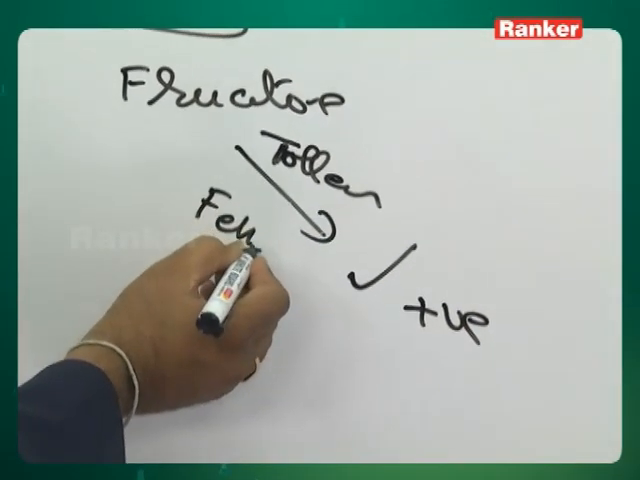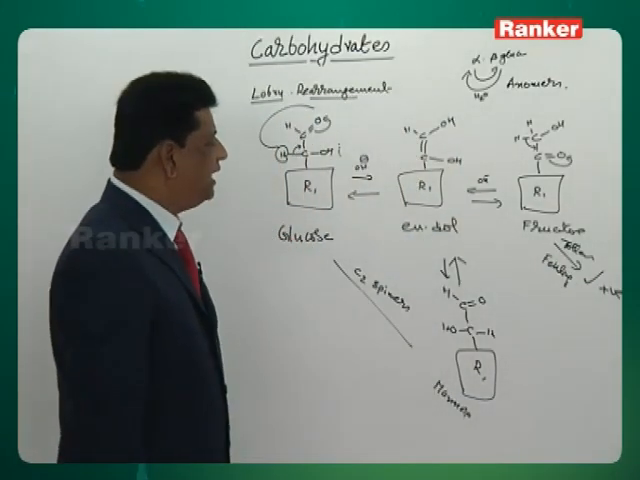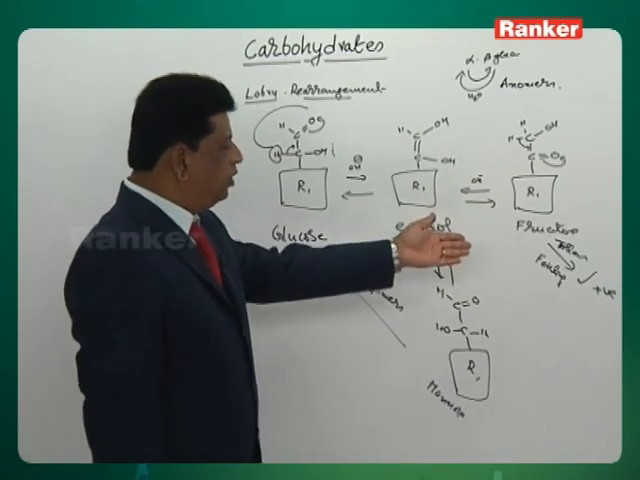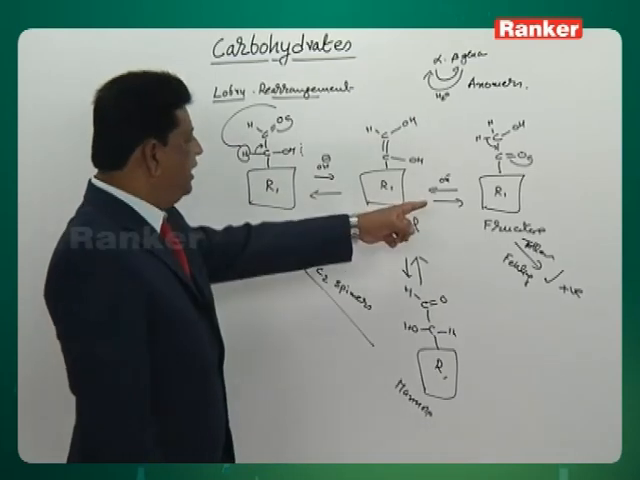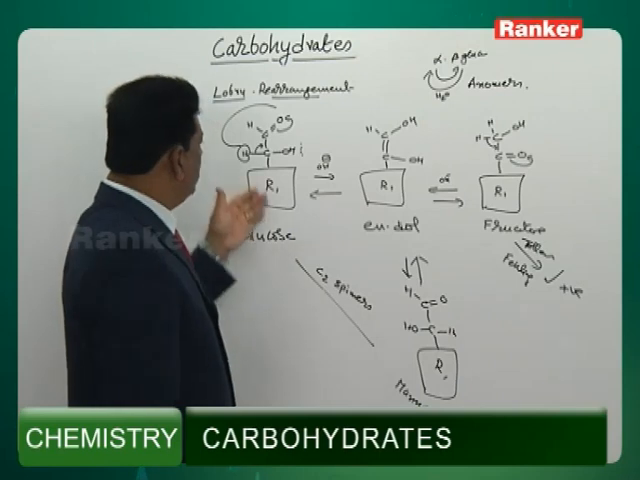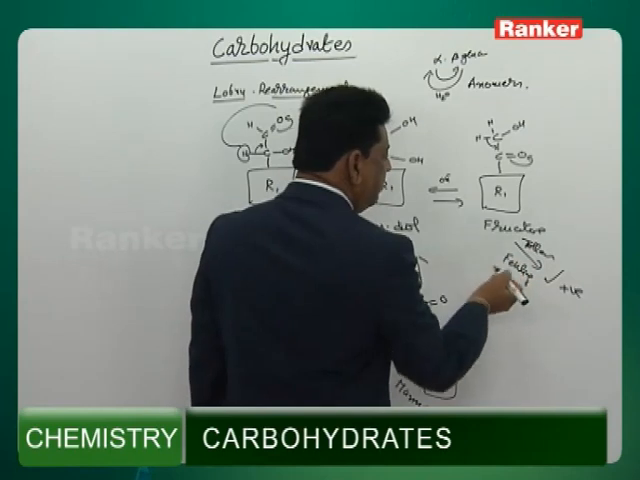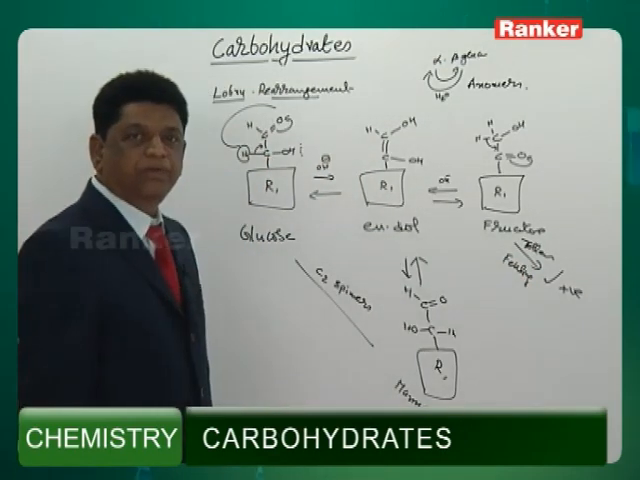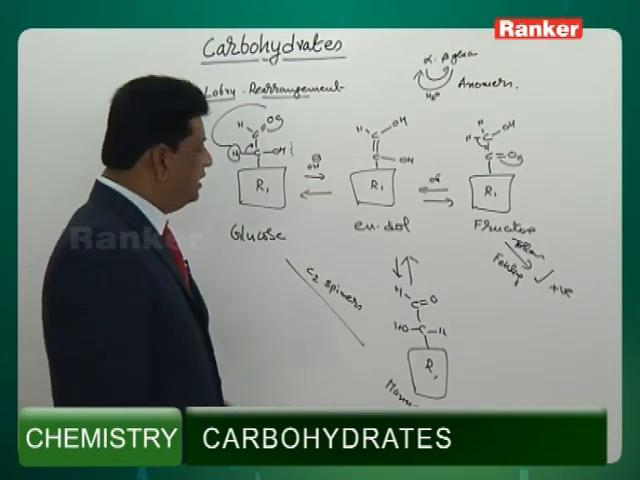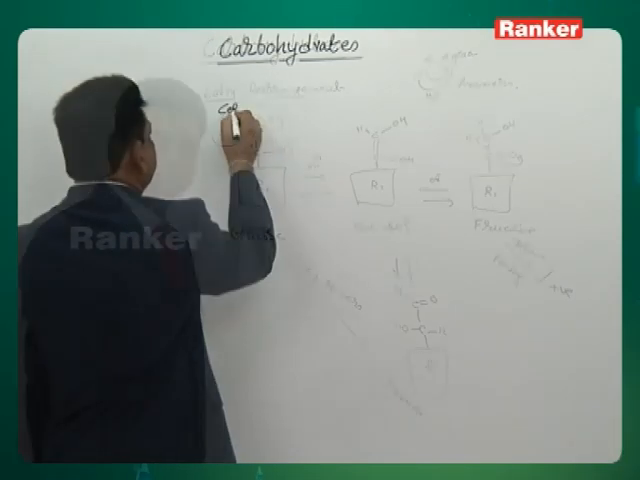Both are basic media: ammoniacal silver nitrate, and an alkaline medium of Rochelle salt and copper sulfate, which is nothing but Fehling's. So both are alkaline media. In the alkaline medium, even if you take pure fructose, it becomes glucose, and the glucose has an aldehyde. Therefore it gives the silver mirror with Tollens and, with Fehling's, the cuprous oxide red precipitate. That's why glucose gives a positive test, and fructose also does. Both are reducing sugars.